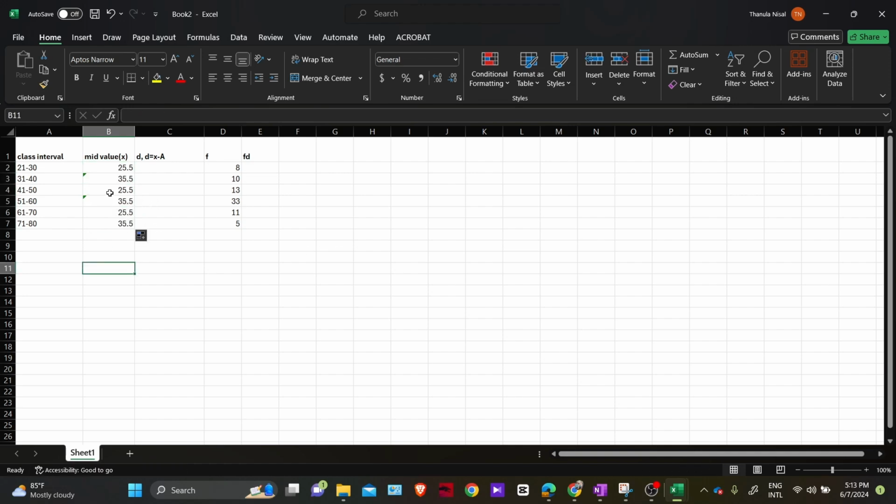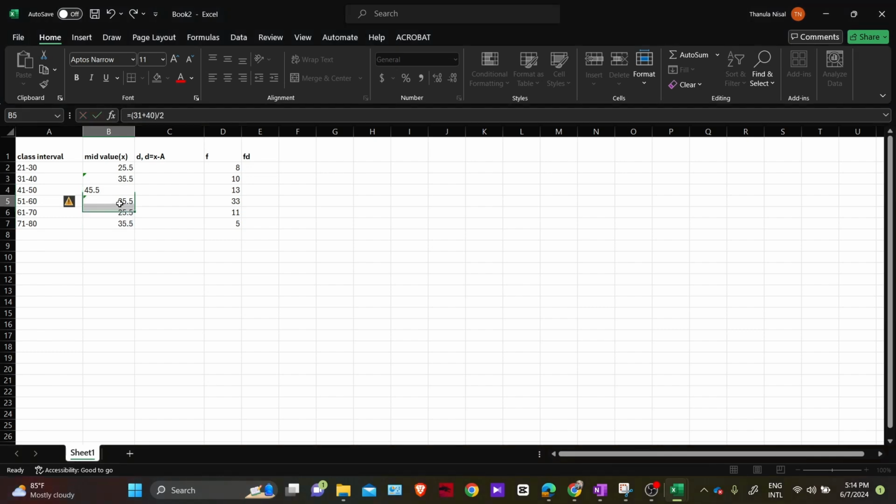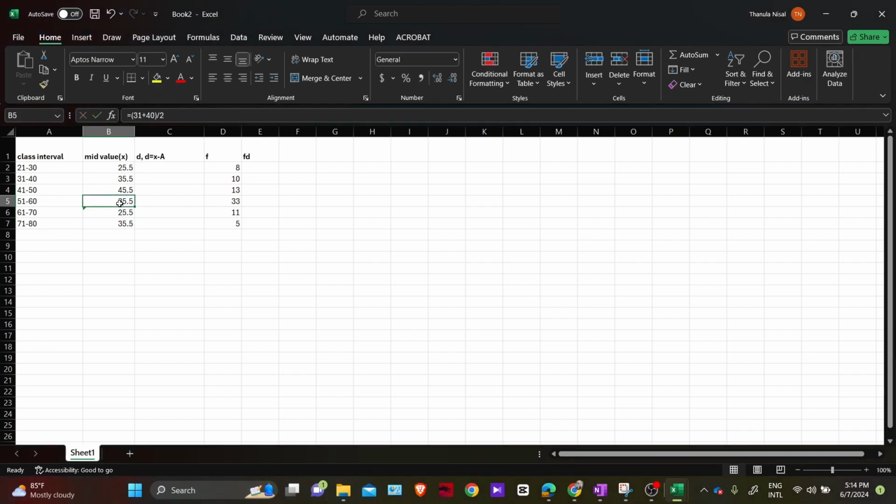Oh, that is not clear, right? So this value would be 45.5, it's 55.5, it's 65.5, it's 75.5, right?